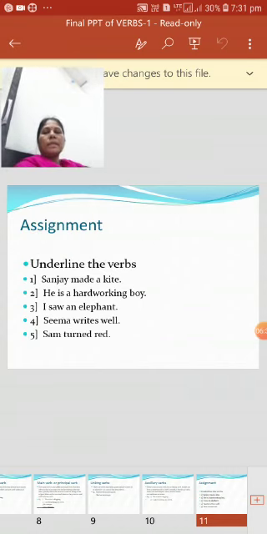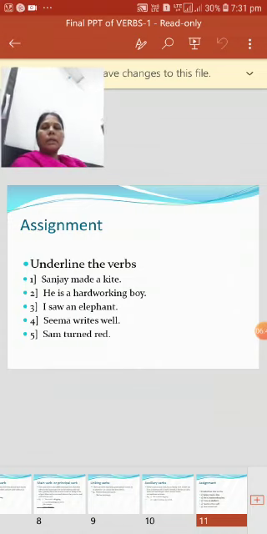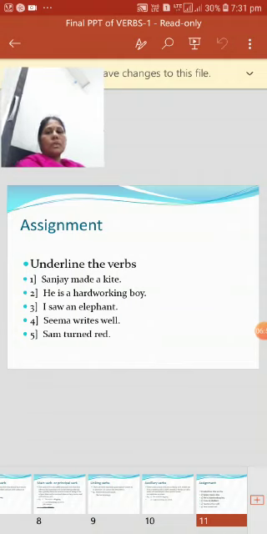Now see, the last slide is of assignment. Students, you have to read the sentences and underline the verbs in the sentences. Note it in your notebook and put the photocopy on the WhatsApp group, so that I may come to know which concepts of yours are clear and which are not.